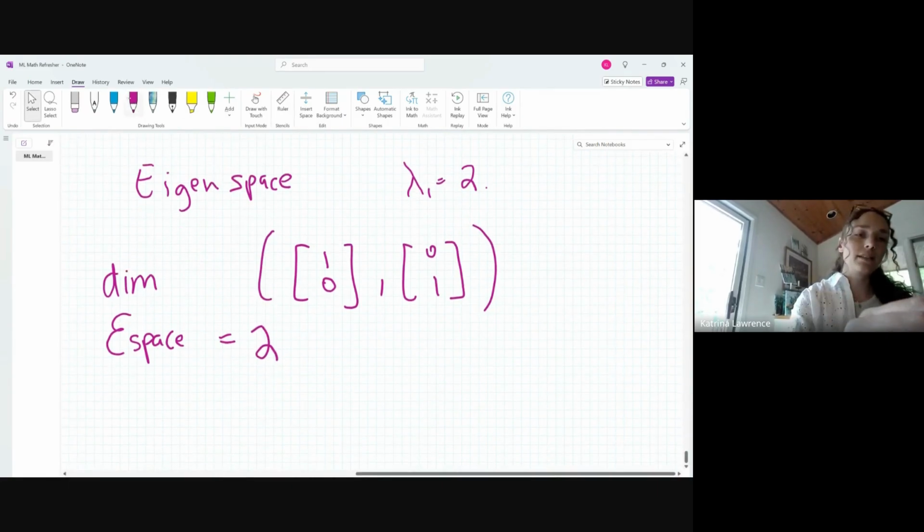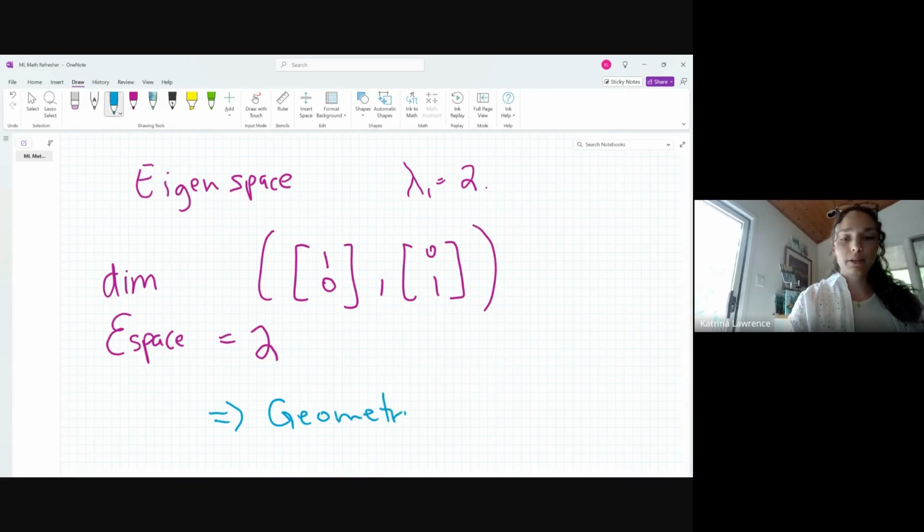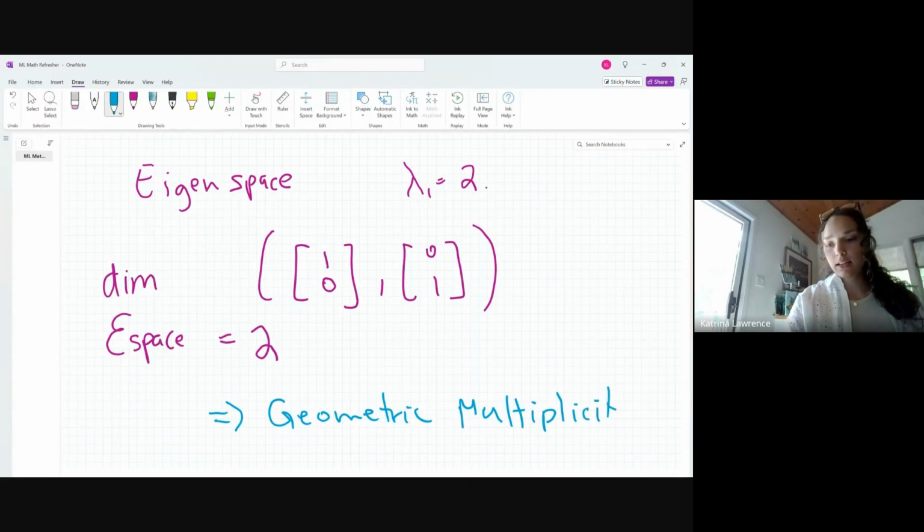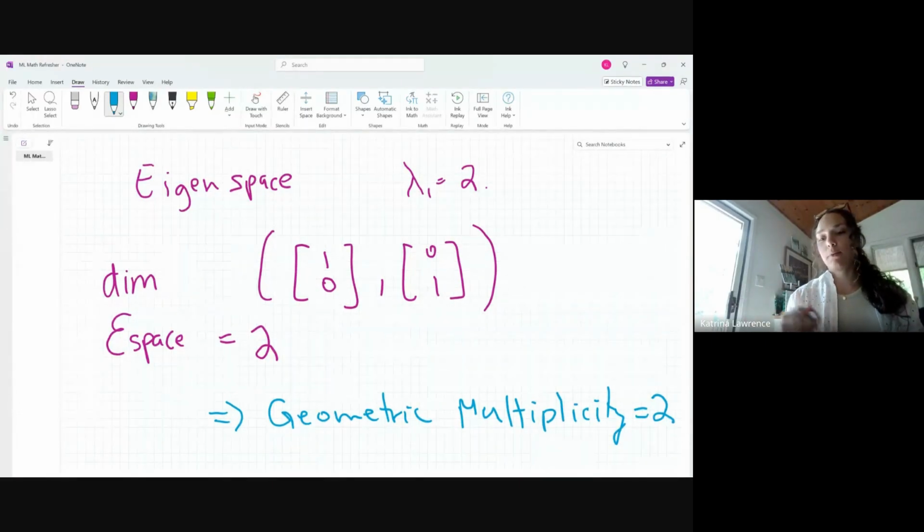And what that means, the result from that, is that we have a geometric multiplicity. Let me write this out for you. Geometric multiplicity is equal to 2. So previously we talked about algebraic multiplicity. That was the number of times an eigenvalue appears as a root of a characteristic equation, whereas the geometric multiplicity is how many independent eigenvectors are associated with an eigenvalue, or it can also be known as the dimension of the eigenspace corresponding to that eigenvalue. And we can see that it equals 2.